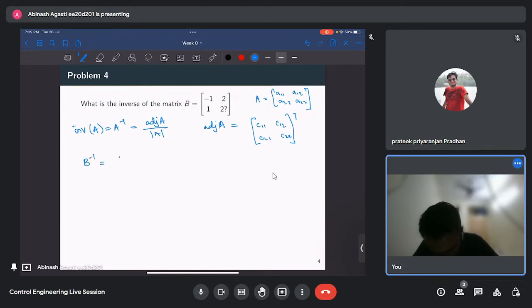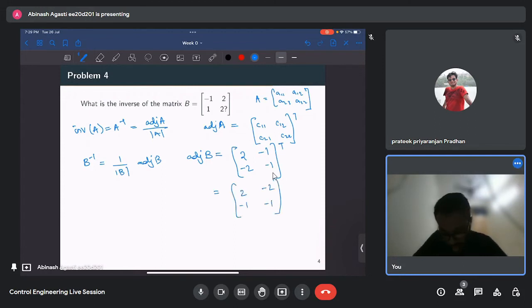Now first we can find out the adjoint. The adjoint of V can be given by 2, C12, plus 2 minus 1 minus 2 minus 1. So I hope this part is clear. The cofactor of -1 is only this remaining thing, 2. Then cofactor of 2 is this remaining thing multiplied with -1 raised to the power 3 and so on. Now the adjoint is found out.